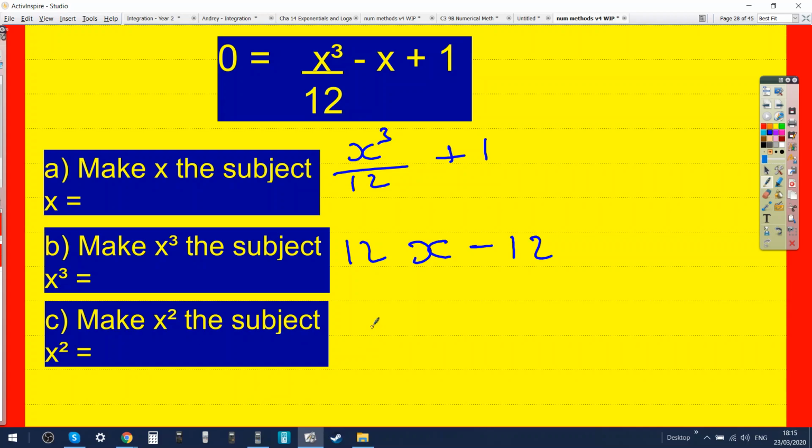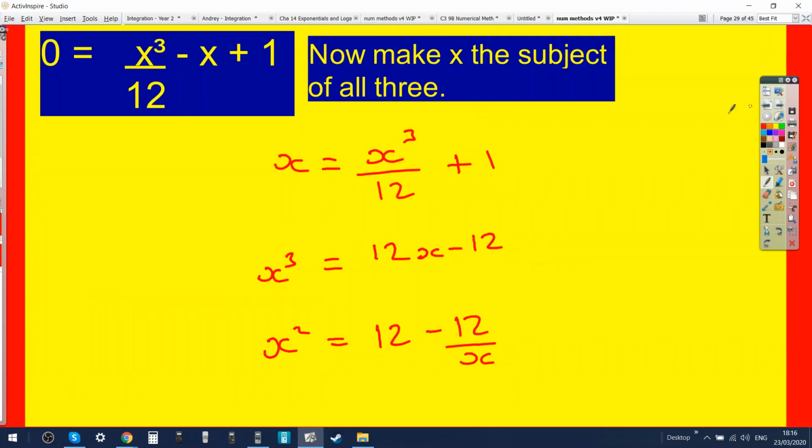You divide by x on the left hand side as well. That would work. And so what would this become? So it'll become 12 minus 12 over x equals x squared. That'll do. And so that's what we get.